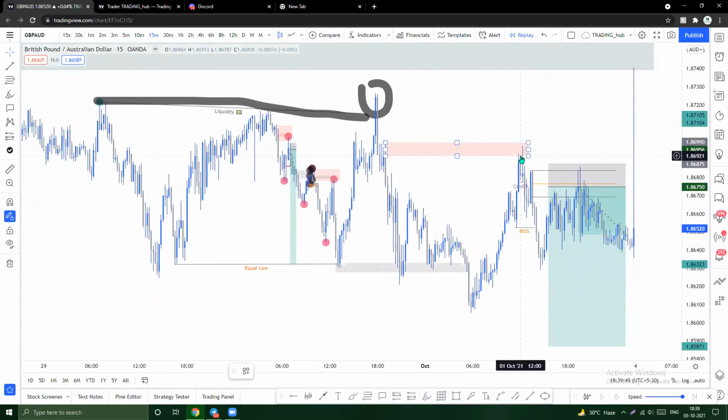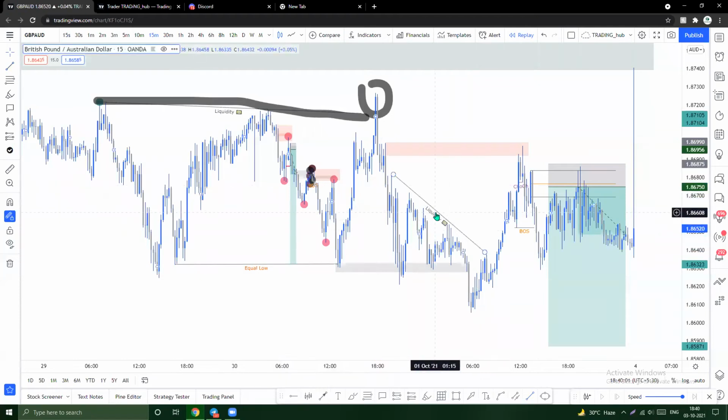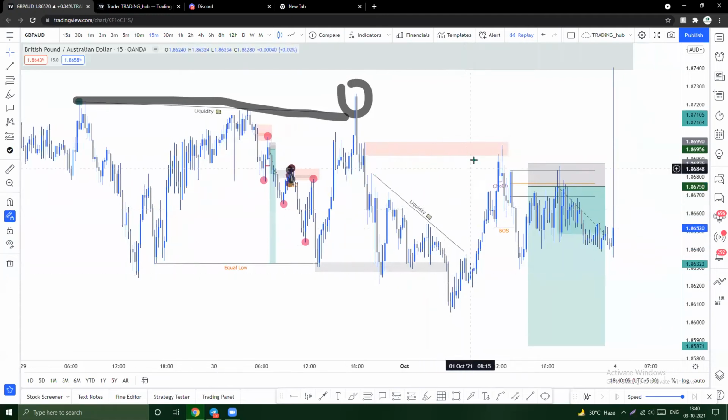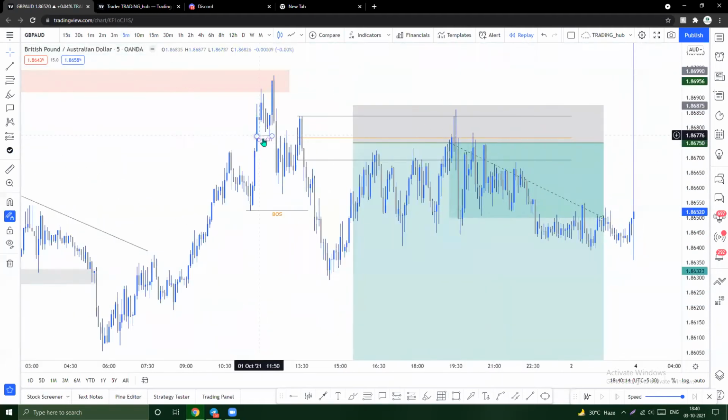And I was waiting for that. If price came back to this level, I will wait for lower time frame, like 5-minute confirmation, for the sell off. So when price came back to the upside, and this was another liquidity, right? And price tested this level, and I was waiting for another confirmation on the 5-minute structure. So this one is my change of character, which is here.